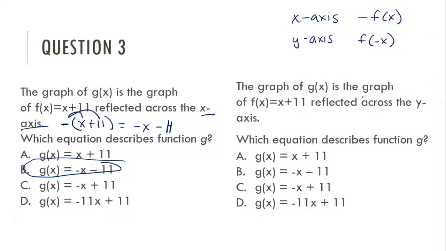Whereas in the second part, it says the graph of g of x is the graph of f of x equals x plus 11, but this time it's reflected across the y-axis. So for the y-axis, I'm just changing the input. I'm just looking at the x. So I'm just changing my positive x to a negative x. I'm just changing the sign. I don't touch any other part of my function, so that 11 is going to stay the same. So negative x plus 11, and that's going to be choice C. Again, your question number 3 is going to look just like one of these two options, just different numbers.